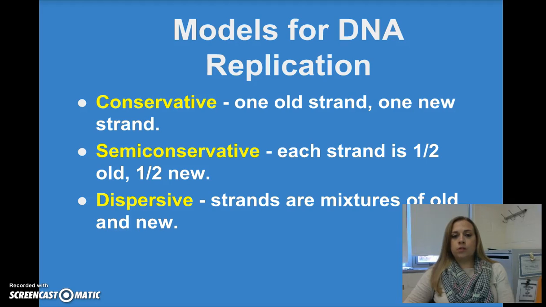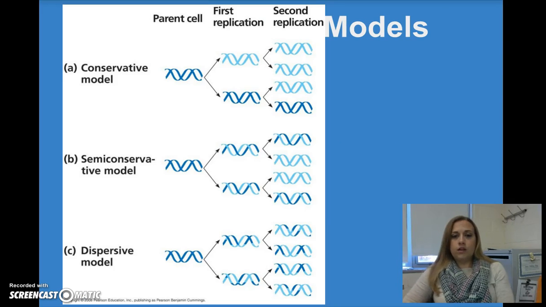Conservative means that you will have 1 old strand and 1 new strand of DNA, so 1 double-stranded old molecule and 1 double-stranded new molecule. Semi-conservative means that you have 2 strands of DNA, and maybe 1/2 of each strand is new and 1/2 is old. And then dispersive would mean that the strands are just a complete mix of old and new pieces of DNA. So obviously we need to test this, right? And this is what these models would look like.